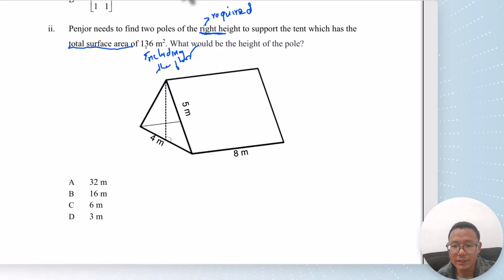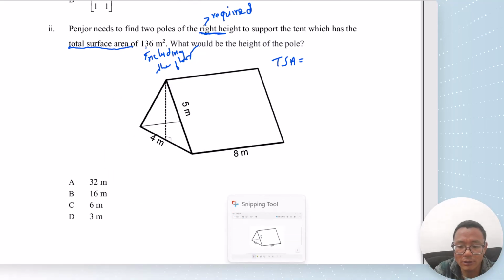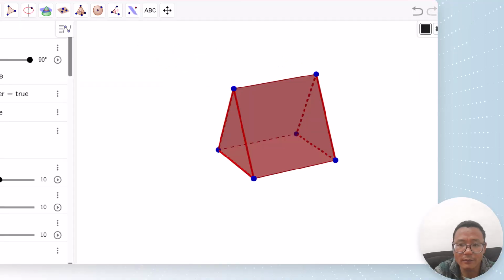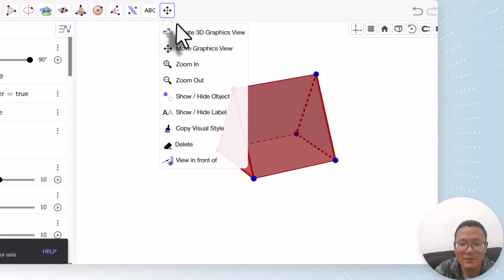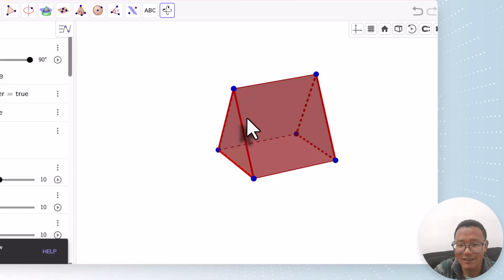Total surface area, TSA. You know the theory. So let me explain through a diagram. So this is the height. This is the representation of the tent.